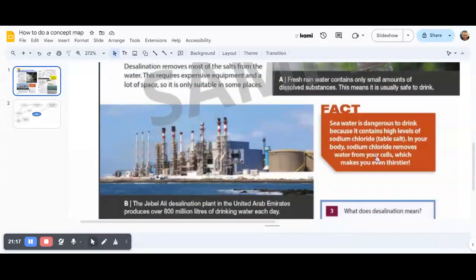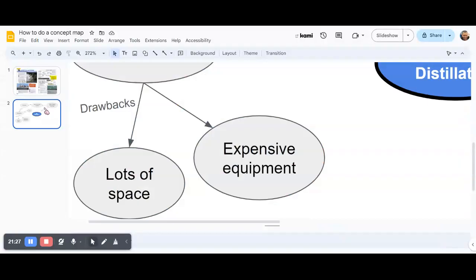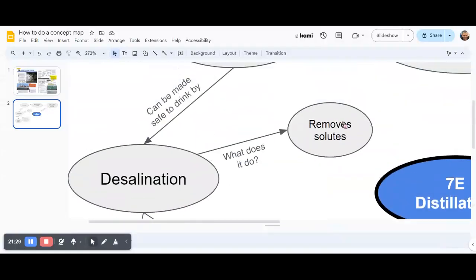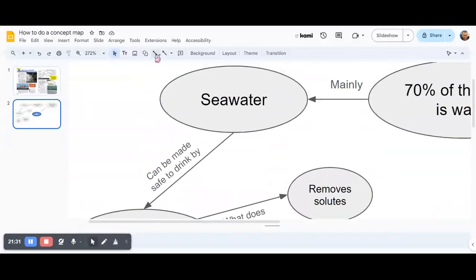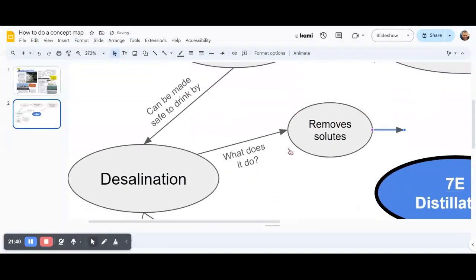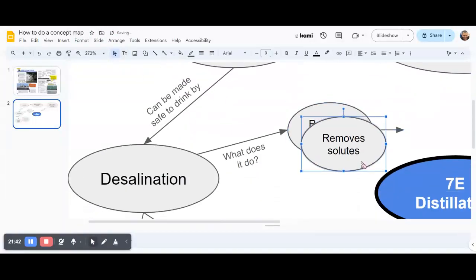Now, this is an interesting fact over here. I like this fact. It says seawater is dangerous to drink because it contains high levels of sodium chloride, table salt. In your body, sodium chloride removes water from your cells, which makes you even thirstier. Okay, so over here, I could put another arrow, and then I could have something about the sodium chloride.